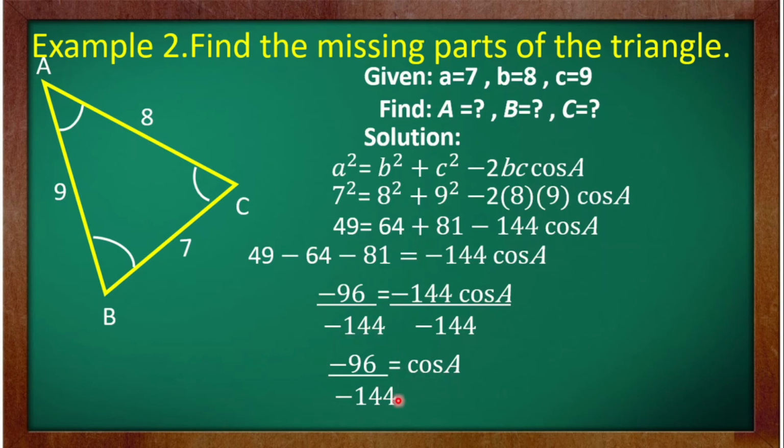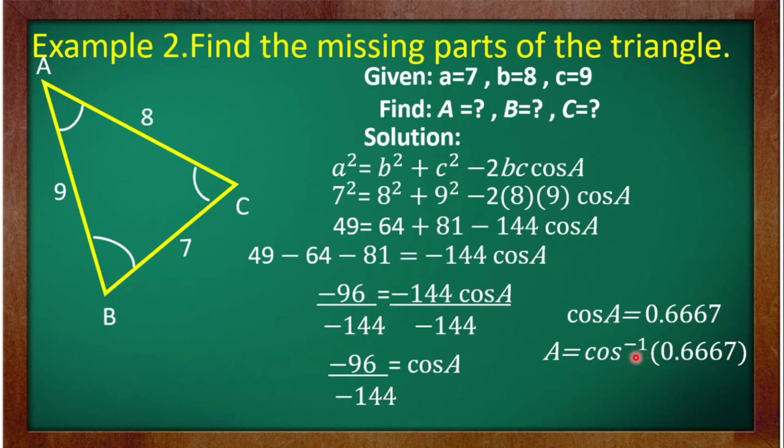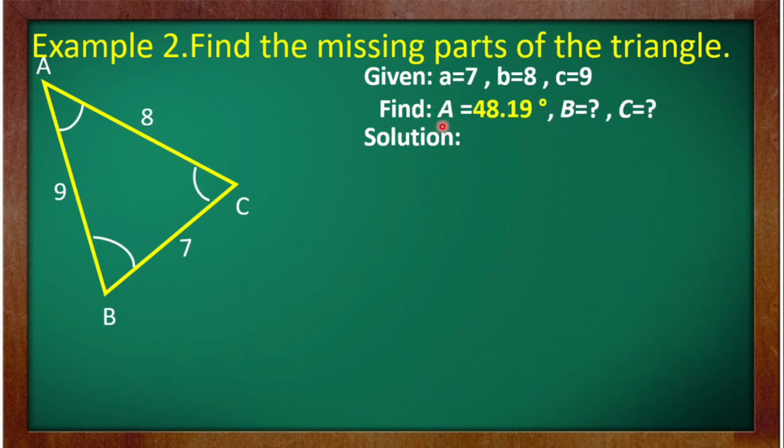Then divide natin to. So ang magiging value ay cosine A is equal to 0.6667. Then to solve for angle A, again, kunin natin yung inverse ng cosine. So that is cosine raised to negative 1 or shift cosine sa other calculator second function, then i-type natin yung 0.6667. Then ang magiging value ng angle A natin ay 48.19 degrees. So meron na tayong angle A, let us now find angle B.